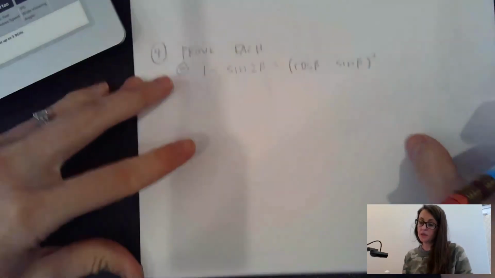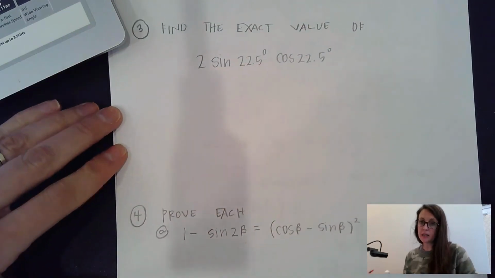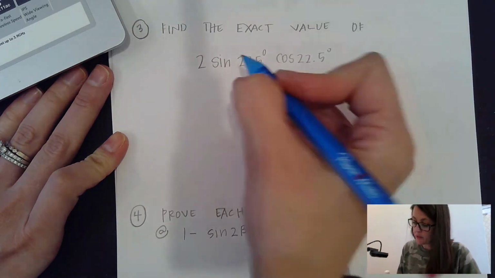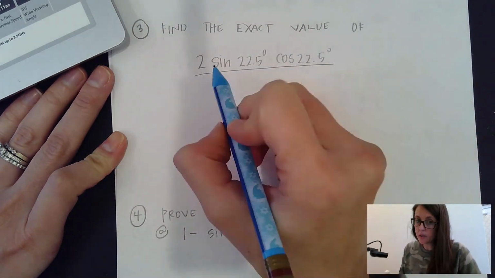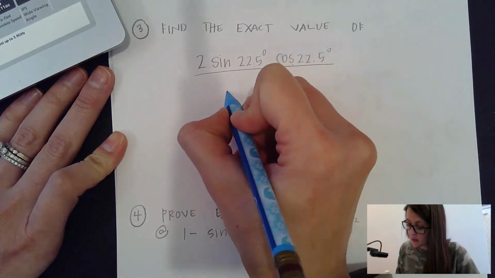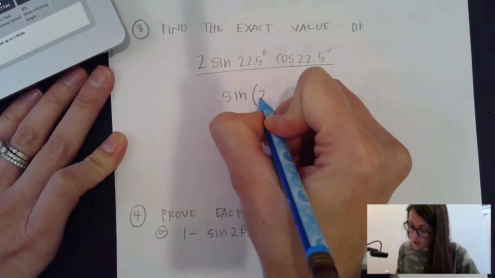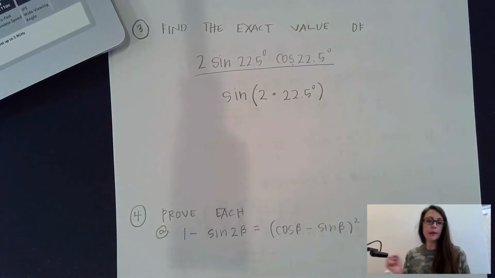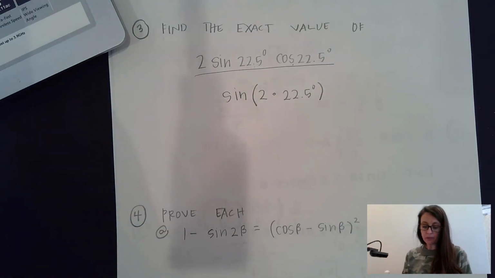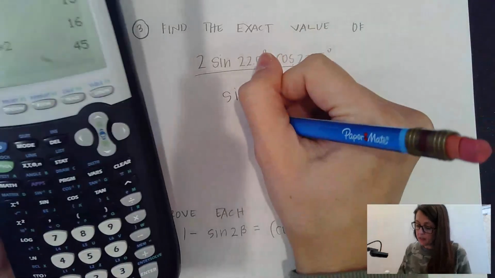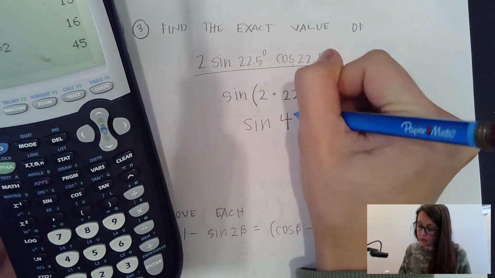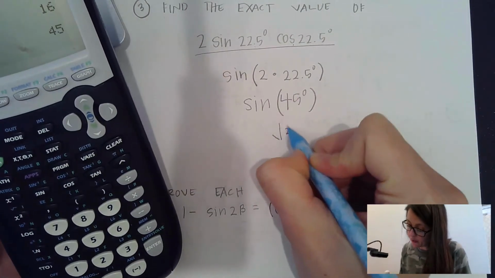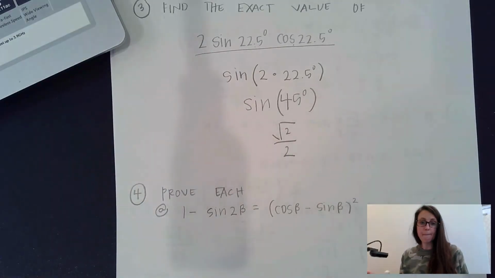Alright, let's look here. So for number 3 here, I want to find the exact value of 2 times sine of 22.5 times cosine of 22.5. So this is the double angle formula, 2 times sine times cosine. So this will be sine of 2 times 22.5, right? And 22.5 times 2 is 45. So this will be sine of 45 degrees. And now I can find the exact value of this. So sine of 45 degrees is square root of 2 over 2.